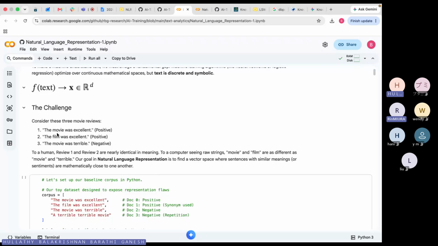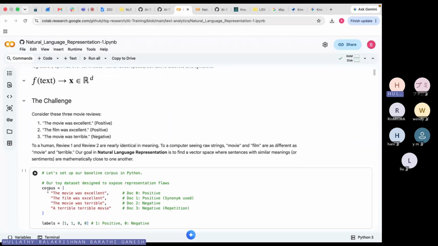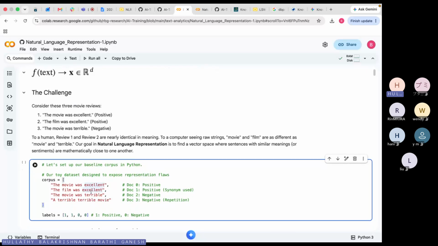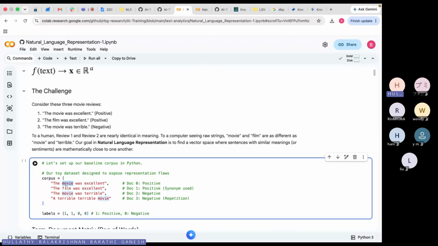Here, I'm going to take a few sentiment samples: the movie was excellent, the film was excellent, the movie was terrible, a terrible movie. If you see this example, I purposely took it. Movie and film are synonyms, and the sentiments are expressed using excellent and terrible.